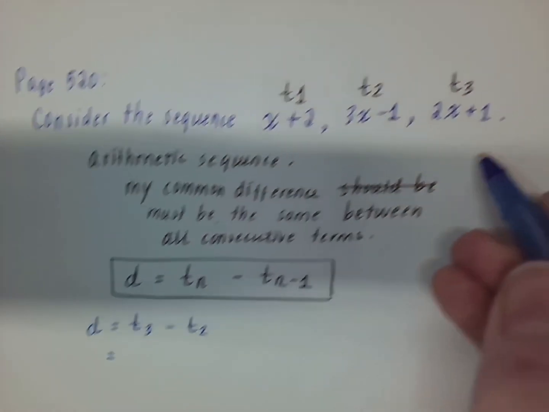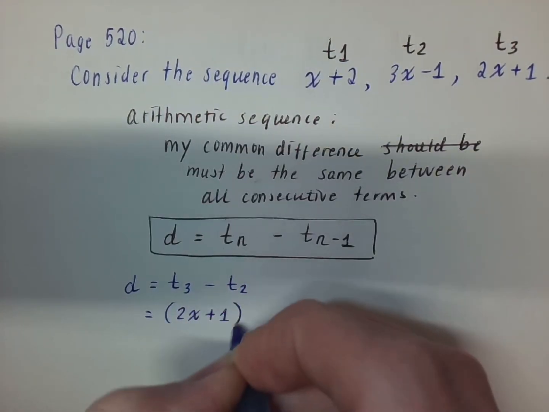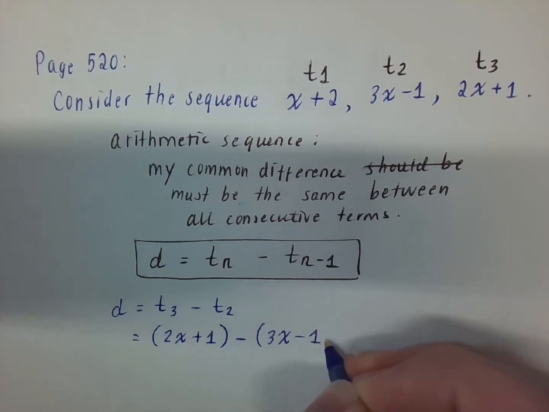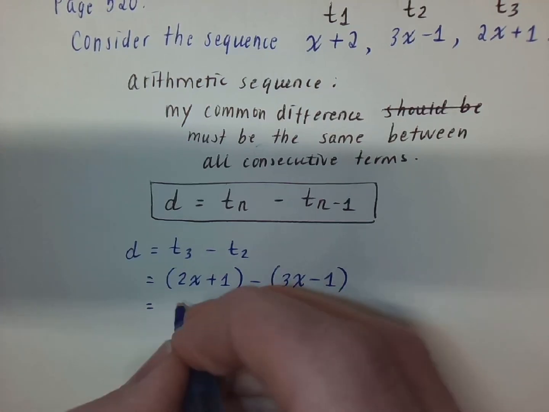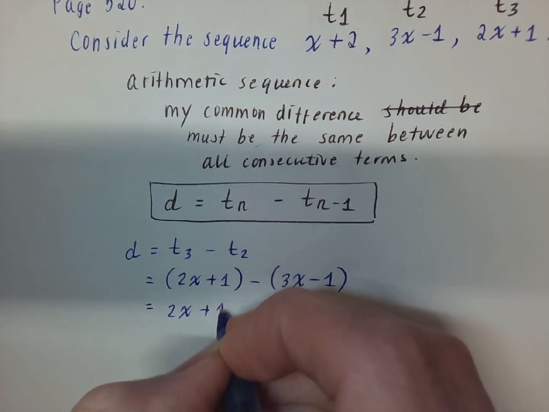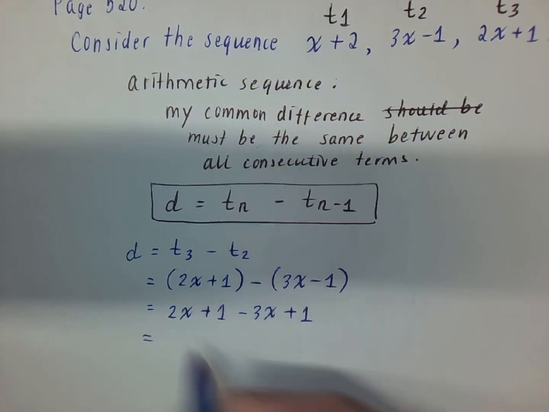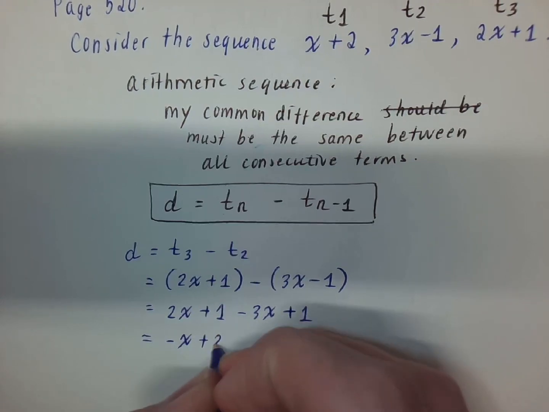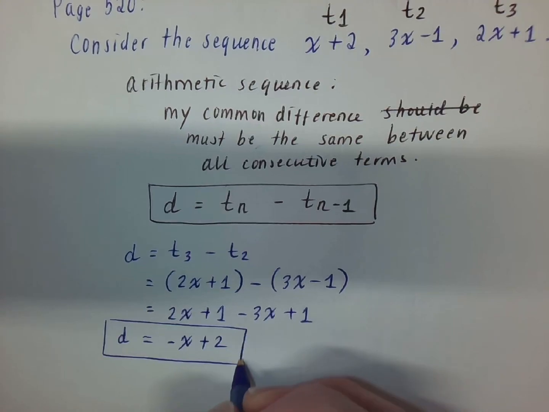So T3 is 2x plus 1, minus T2, which is 3x minus 1. So this is polynomial type stuff. 2x plus 1 minus 3x plus 1 is negative x plus 2. Looks like my common difference is negative x plus 2.